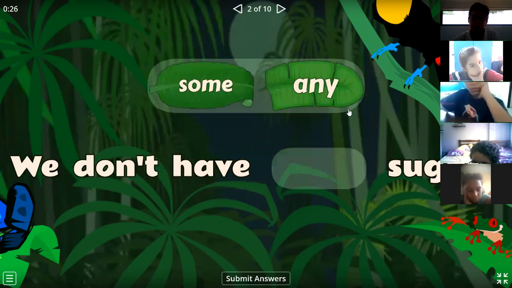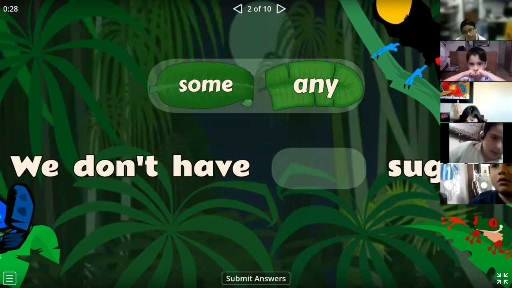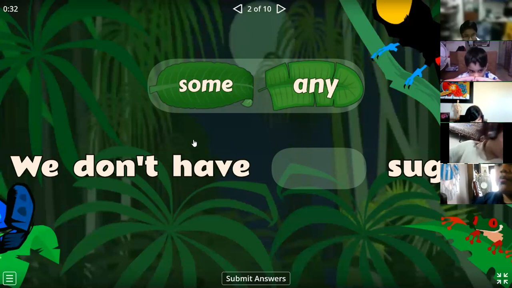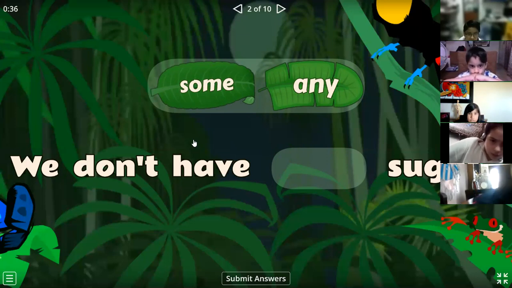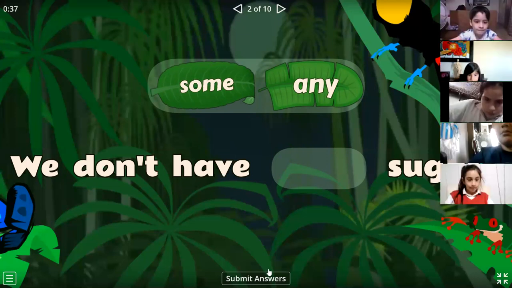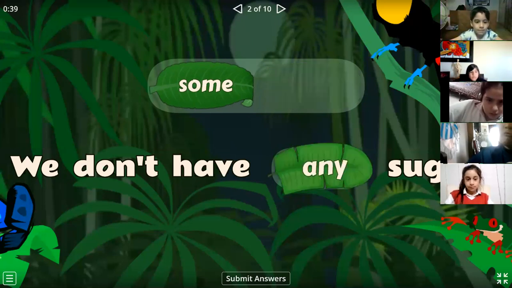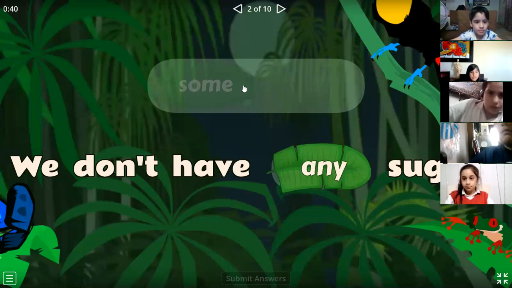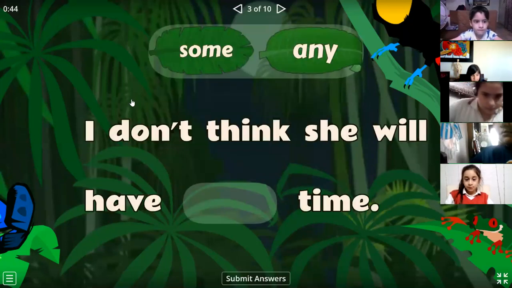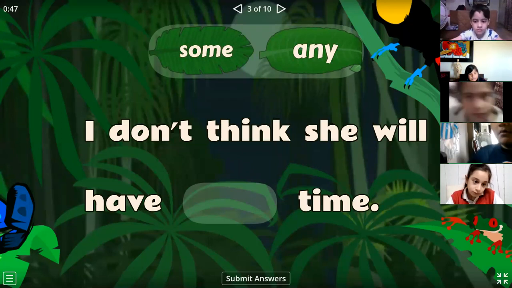Here we have a negative sentence. What is the answer here? Can you help me, Elian Vasquez, please? Okay, read the complete sentence. Lea toda la oración, por favor. We don't have any sugar. Okay, very good. Excellent, because it's a negative form. Sabemos que el any con oraciones negativas, en este caso don't, indica que esta es una oración negativa. Okay, Dieguito, can you help me with the next, please?